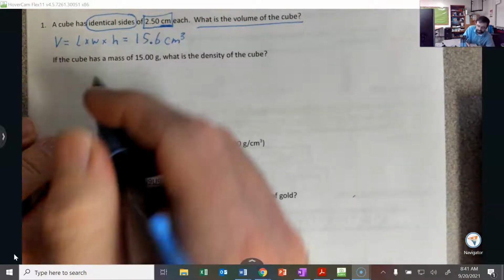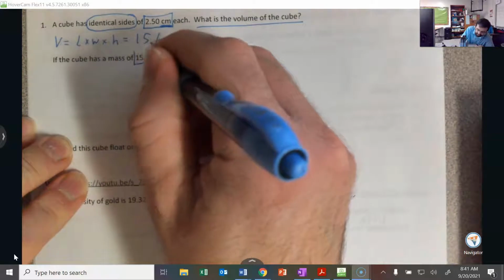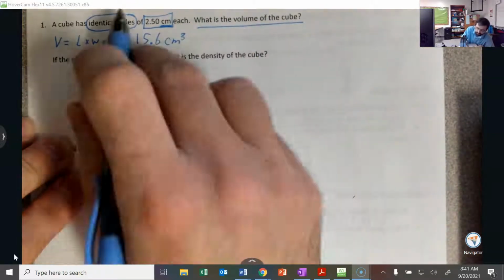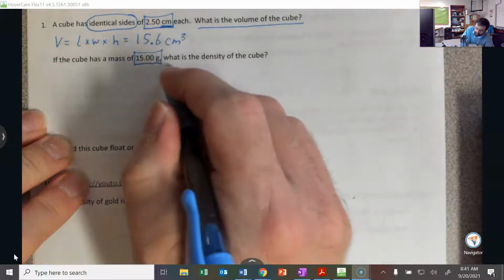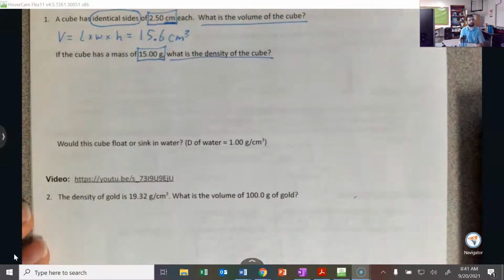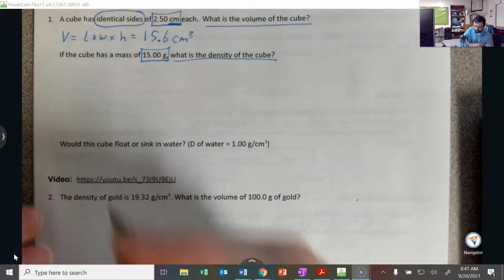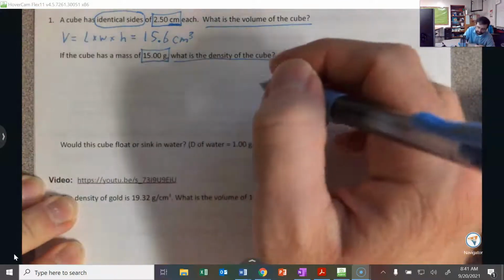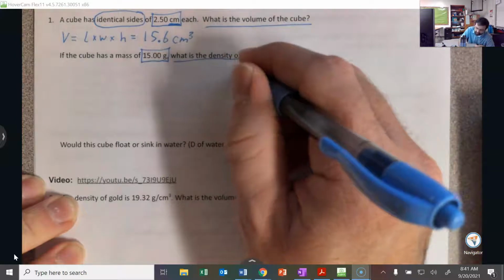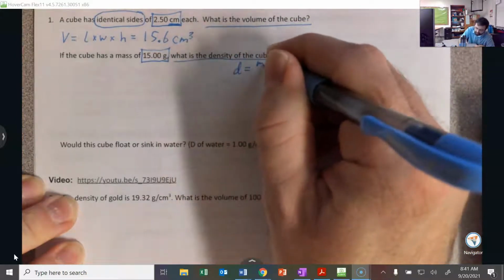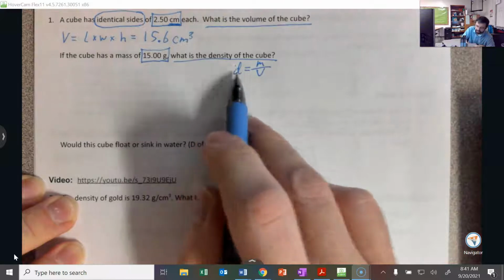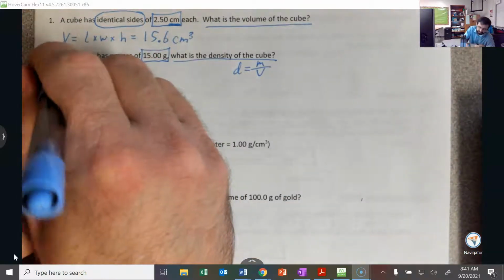Now it tells us that the cube has a mass of 15.0 grams. We're talking about the same cube because it's the same problem. It says, what is the density of the cube? When you're doing your density problems, I want you to do a couple different things to get full credit. This way I can give you partial credit if you're on the right track, but you don't quite know what to do. To start with, I want you to label your variables. We know the formula for density is D equals M over V. So we're going to list density, mass, and volume over here.